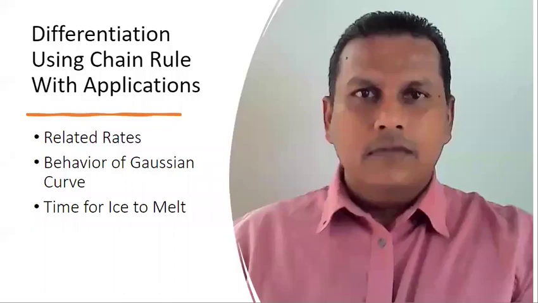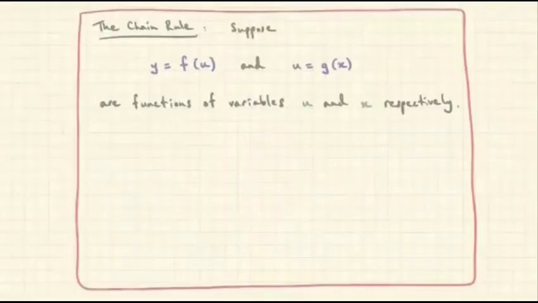In this video, I will introduce the chain rule for finding derivatives. We will then consider some applications involving related rates, the behavior of the Gaussian curve, and a problem involving the time for a cube of ice to melt. Now, let's begin with the chain rule itself.